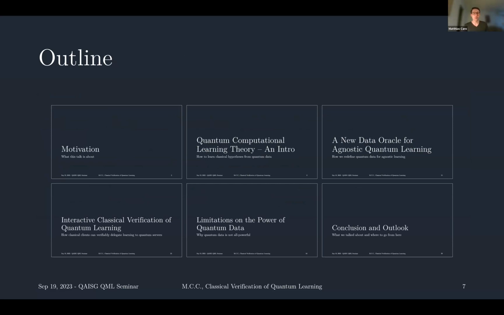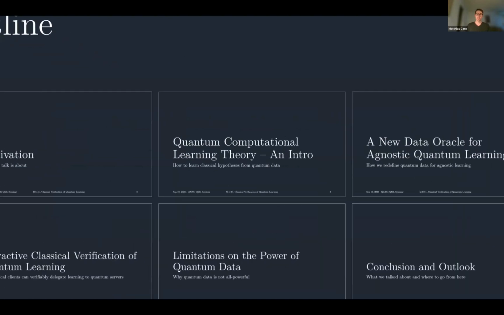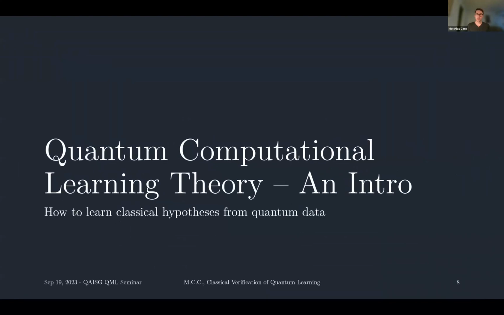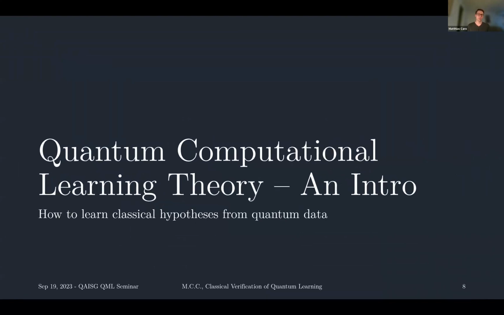With this, I can then tell you about the interactive verification procedure. And if we have time, I can tell you a little bit more about the oracle. So I'll start with an intro to quantum computational learning theory. And maybe this is a good point to say, if you have questions along the way, please feel free to interrupt me. I'd prefer for you to follow me for as far as I get during the talk. If I have to cut something in the end, it's not that bad.